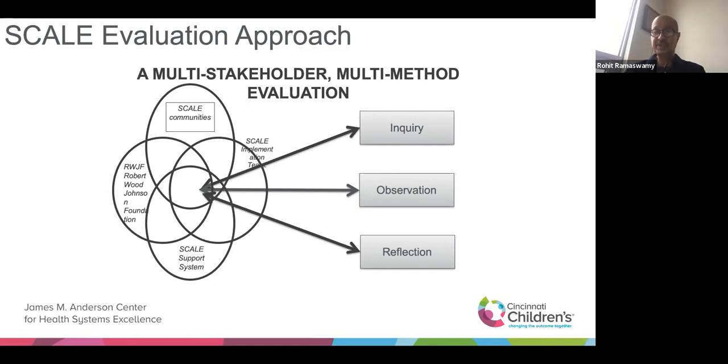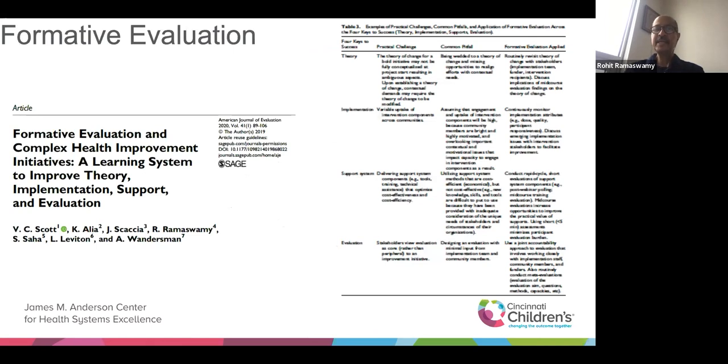We collected large amounts of data. And we developed this formative evaluation approach that was really, really successful. In the paper that we've written about the approach, we used it to do a variety of different things. We used the approach to change the theory itself, so there were parts of the theory that were refined as a result of what we were collecting. We changed the implementation over time. We changed the support system. We provided guidance to the coaches about how to improve their coaching.